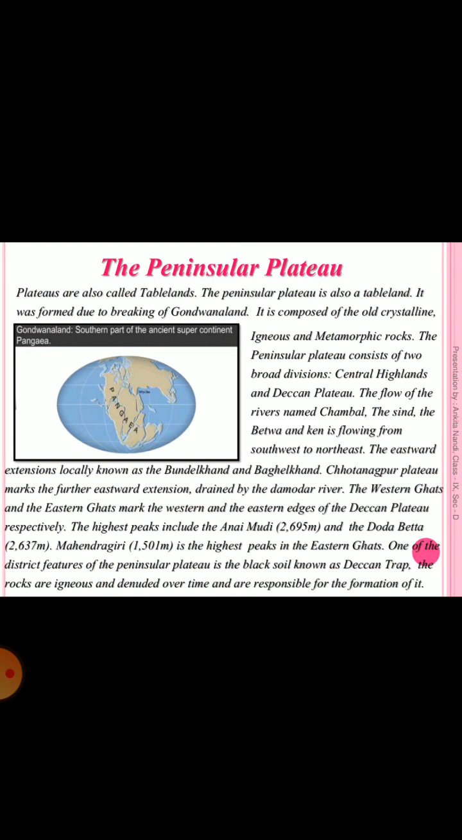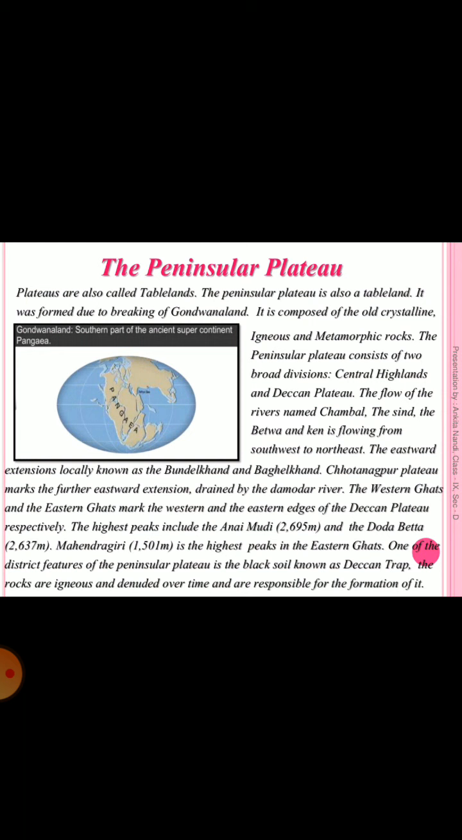This is the reason why most of the peninsular rivers flow towards the east, thereby forming deltas. Most of the rivers except Narmada and Tapi flow eastwards. Doda Betta and Annai Mudi are the two highest peaks in the Western Ghats, whereas Mahendragiri is the highest peak in the Eastern Ghats. One of the distinct features of the Peninsular Plateau is the black soil, known as Deccan Trap.